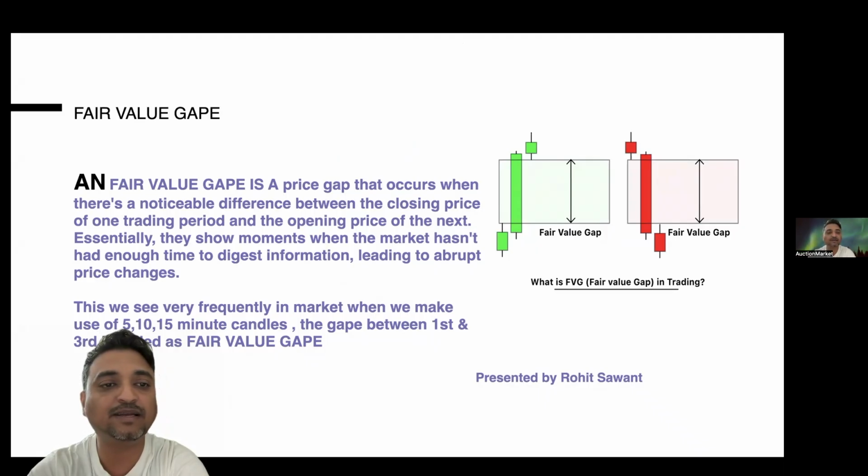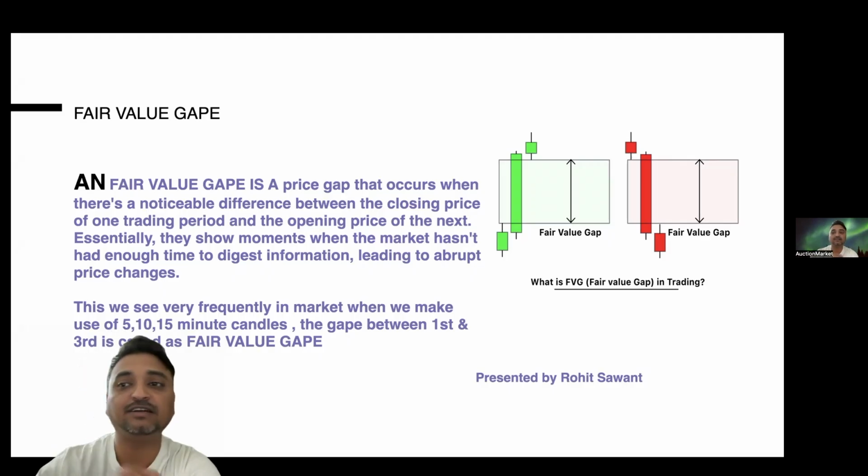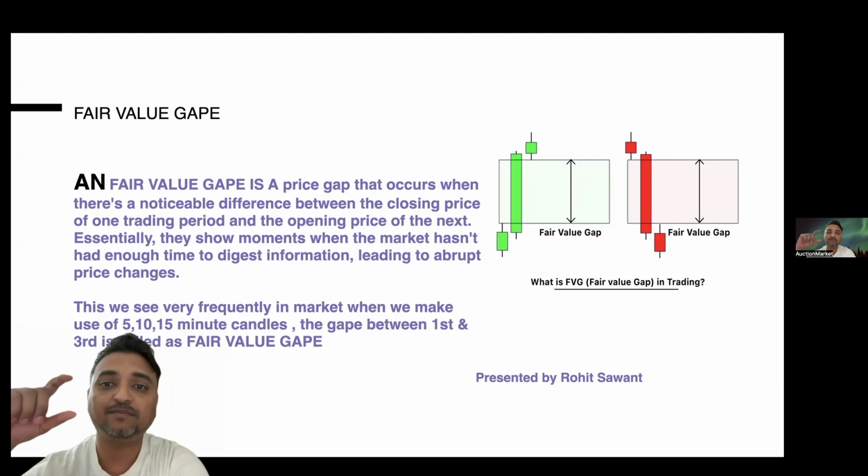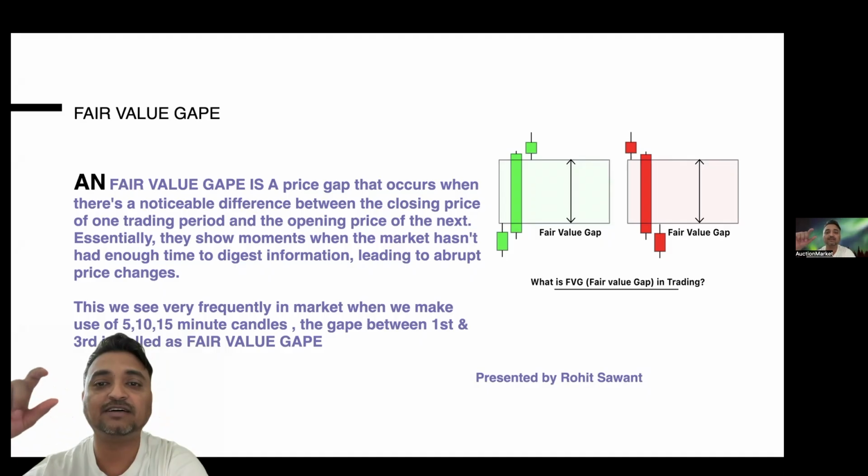Okay, so now let me tell you technically. A fair value gap is a price gap that occurs when there is a noticeable difference between the closing price of a candle and the opening price of a candle. So there is a difference between your opening price and closing price, between the first and the third candle. That particular gap is called a fair value gap.